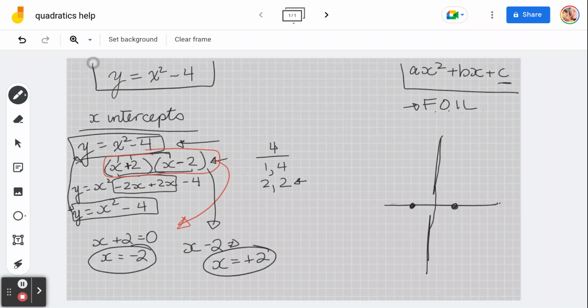Okay, so those are my x-intercepts. My y-intercept, remember, boy, I'm really messy today, is when x is 0. So my y-intercept is negative 4.